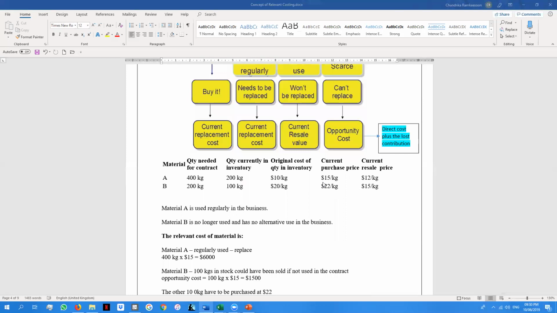Material A, we are looking at a special order scenario here again. And you've been given a description of two types of material, A and B. Quantity needed for a contract, 400 kilograms of A, 200 kilograms of B. Quantity currently held in stock, 200 kilograms of A, 100 kilograms of B. So right now for A, 400 is needed for the contract, but we've only got 200 in stock. Original cost of the inventory, 10 and 20. Current purchase price, 15 and 22. Current resale price, 12 and 15.